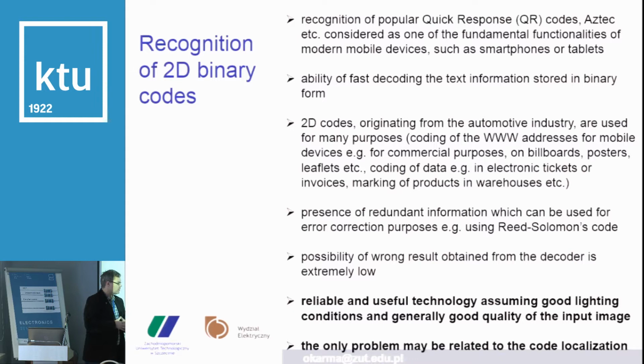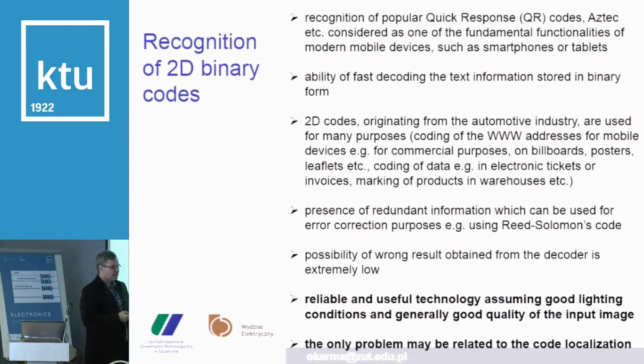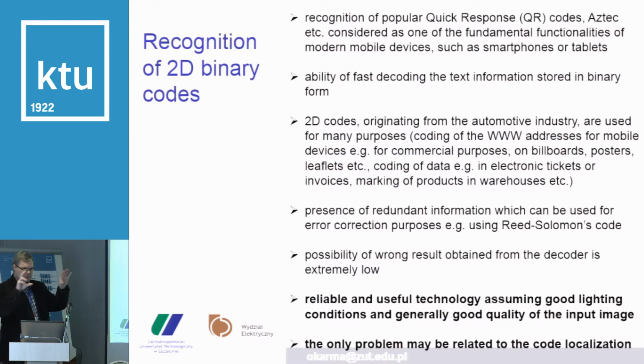So, of course, two-dimensional codes are more and more popular in various applications. For commercial purposes, we can find them almost everywhere. But if we consider it a reliable and useful technology, we should remember that it is very useful when we can predict quite good lighting conditions and generally, let's say, good quality of the input image. There is not a problem to recognize such a code, but the problem could be related to code localization. Where is the code in the big image? This is the first problem.